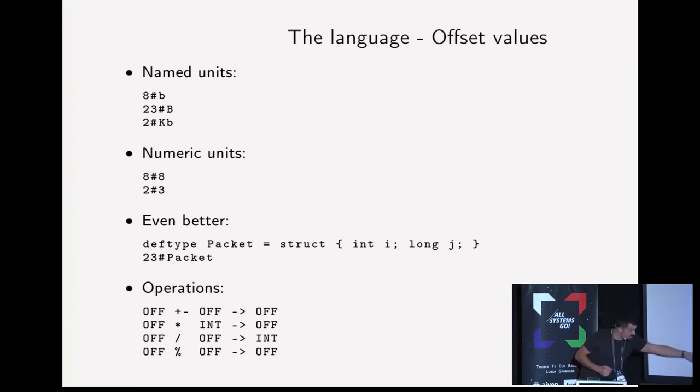Of course, there are operations that make a little algebra of offsets. If you add an offset to another offset, what do you get? Another offset. If you multiply an offset by an integral magnitude, you get another offset. If you divide, you get a magnitude, right? If you divide meters by meters, what do you get? A pure magnitude. And you also have the rest, the modulus, which is another offset, obviously.